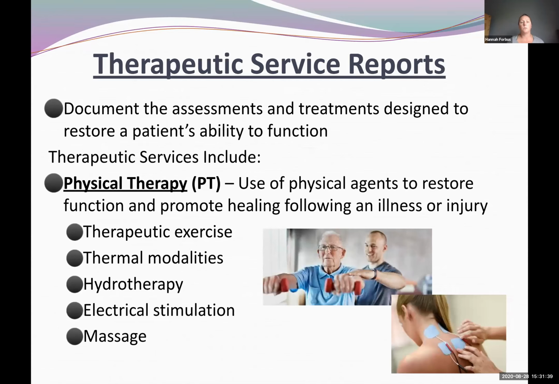Therapeutic service reports document the assessments and treatments designed to restore a patient's ability to function. Therapeutic services include physical therapy, use of physical agents to restore function and promote healing following an illness or injury, such as therapeutic exercise, thermal modalities, hydrotherapy, electrical stimulation, and massage.